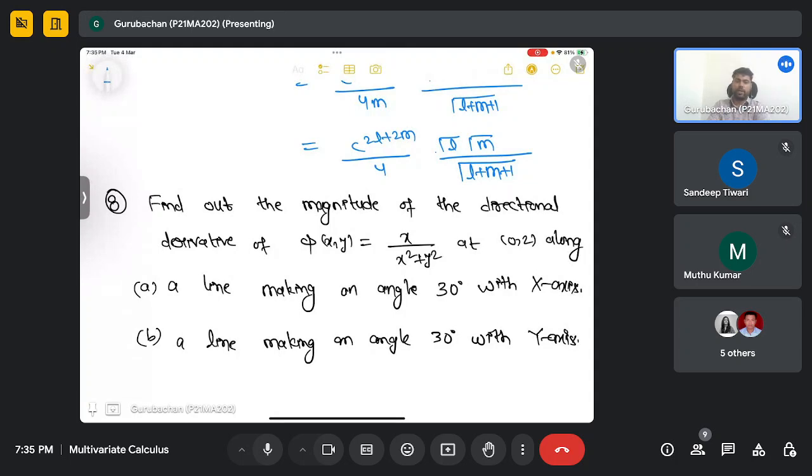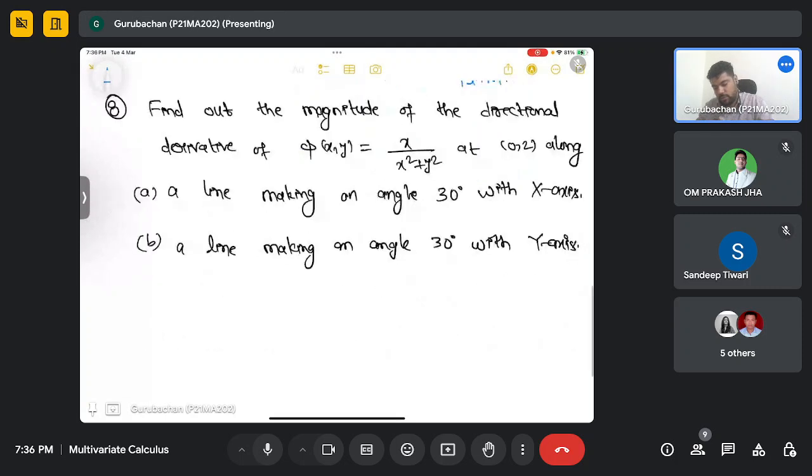What is the gradient of phi at 0, 2? 1 by 4 i cap. Only 1 by 4 i cap. Now let us do it here.